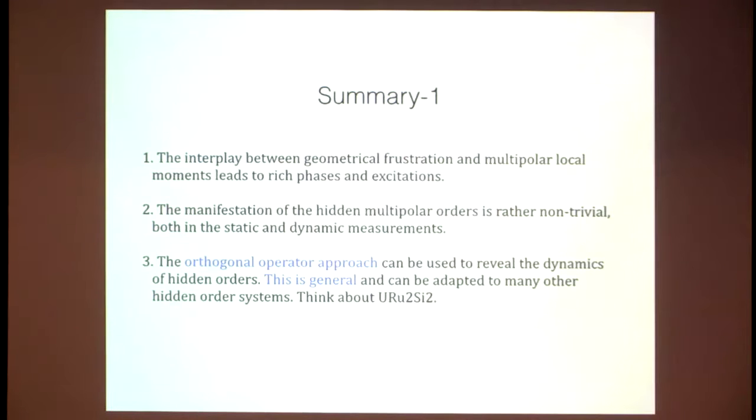So let me quickly summarize this first part. This is the presence of this coherent spin excitation and the underlying magnetic structure, the interplay between geometrical frustration and the multipolar local moment. So the AB plane spin component is invisible because it's a high order multipolar degree of freedom. So it does not directly couple to the magnetic field. So the identification of this hidden multipolar order is a bit non-trivial. It requires both static and dynamic measurement.